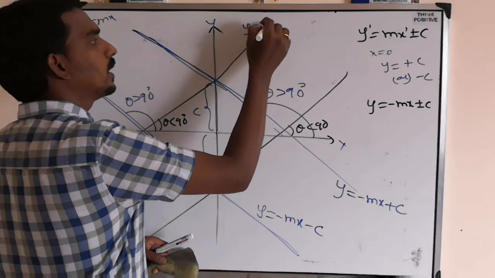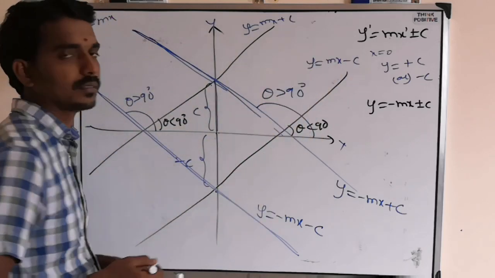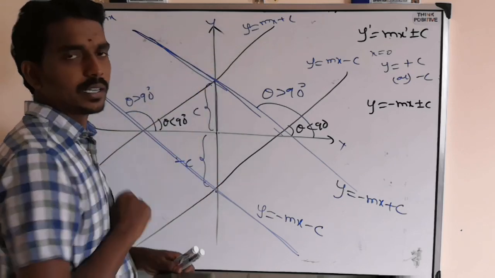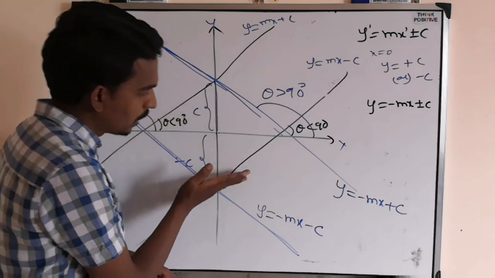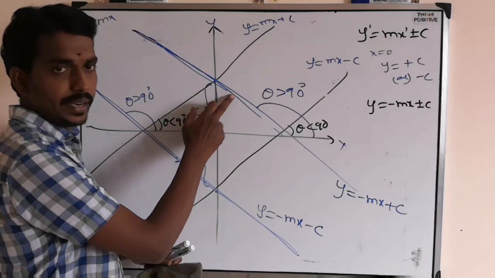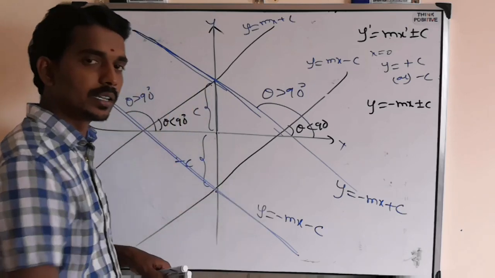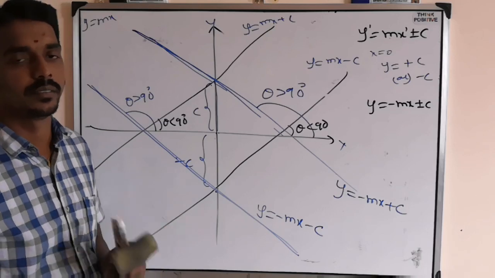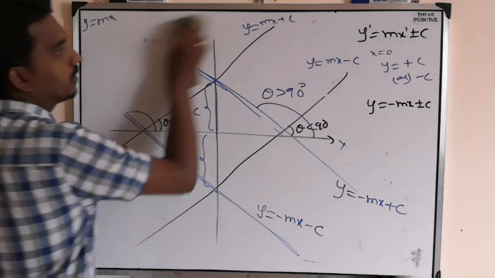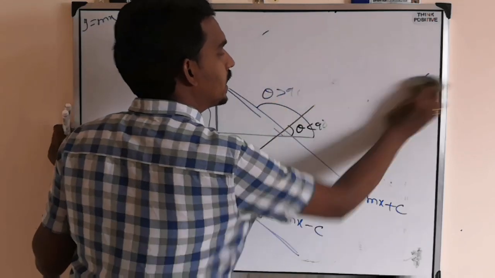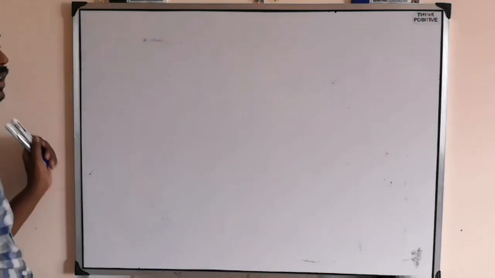This is y equal to mx plus c. This will become y equal to mx minus c. Positive slope, positive intercept. Positive slope but negative intercept. It will go below the origin. This is negative slope but positive intercept. This is negative slope, negative intercept. So depending upon the equation, let us take one physics example. But in all these equations, x and y power is how much? Only 1.